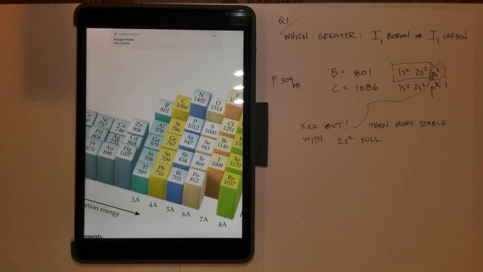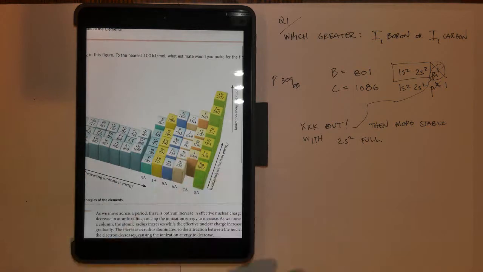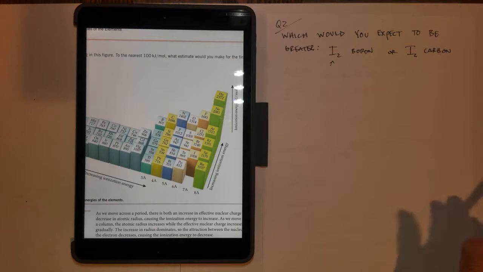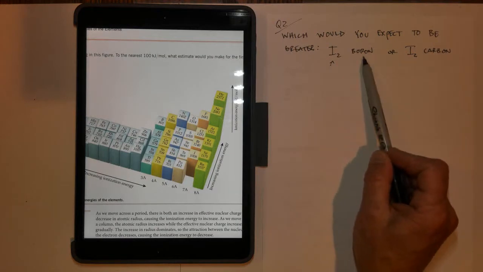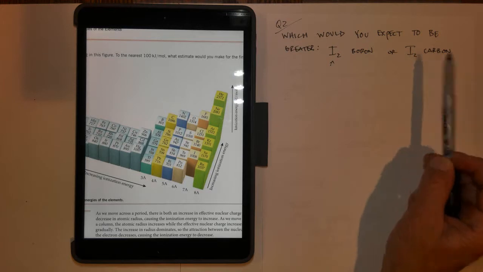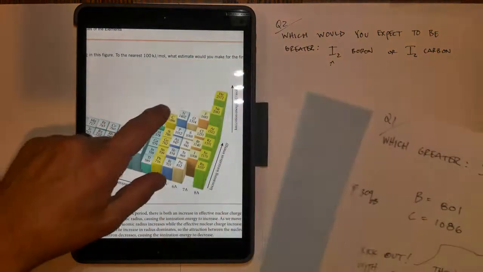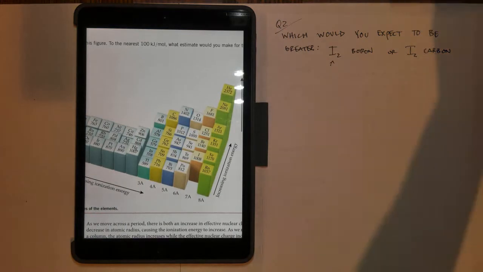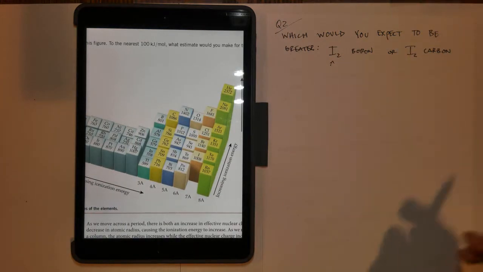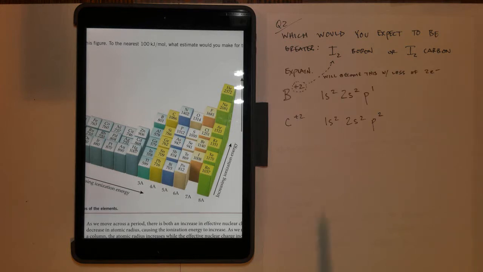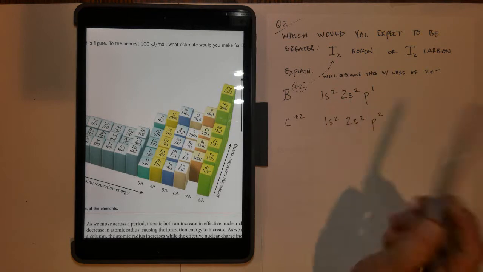All right, let's take a look at a second example problem. We'll zoom this back out, remove this question, and this time, which would you expect to be greater? The second ionization energy of boron or the second ionization energy of carbon? You remember this time, we just looked at the first ionization energy of boron, the first ionization energy of carbon, and it was really easy to look on here. But now, what about the second ionization energy? Well, as we said before, first look at the electron configurations. I'll give you a second to write those down.